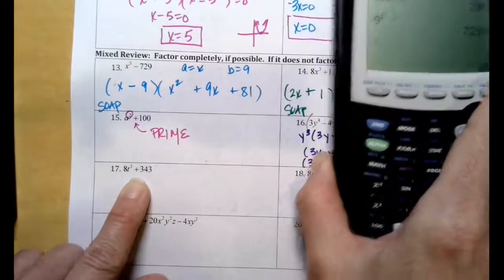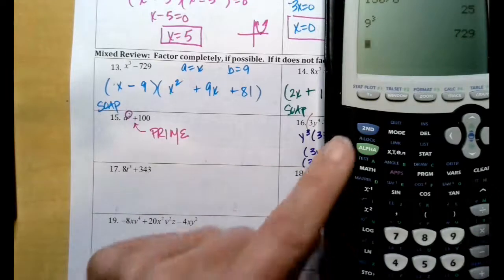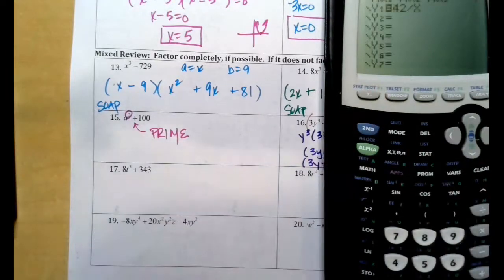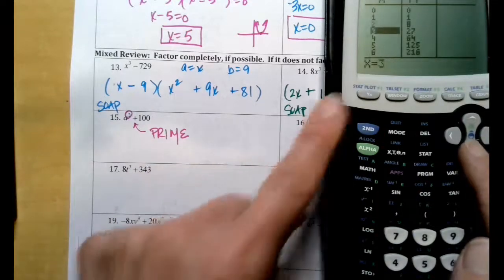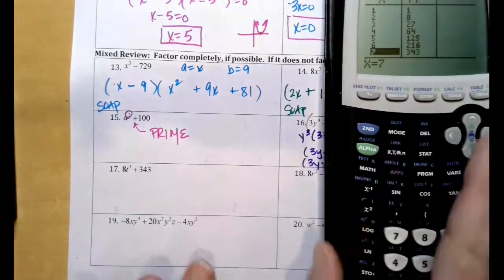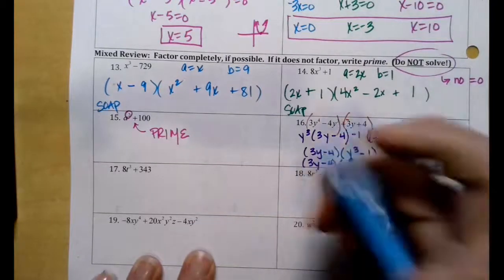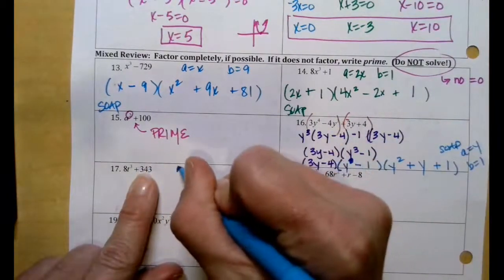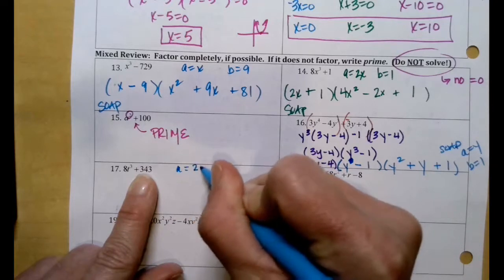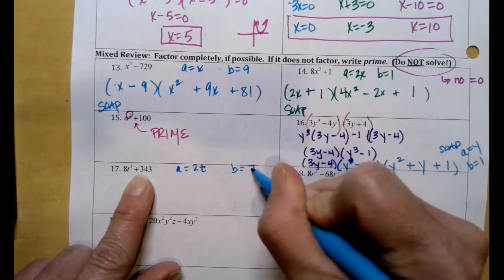343, is that one of our perfect cubes? Let's see. The best way to figure that out would be if I went ahead and said x to the third power, and then I could look at my table and I could see, hello, perfect cube. So I know that both of these check out as perfect cubes. So A is going to be 2t, and B is going to be 7.